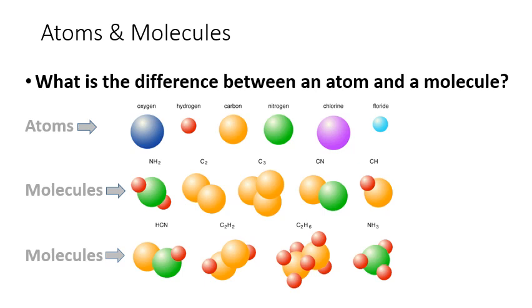Now, hopefully you notice that the atoms are all single things. Molecules are multiple atoms stuck together. Just pay attention that sometimes it's different elements, and sometimes it is the same element that is stuck together. But if it's multiple of them together, that's going to be a molecule.